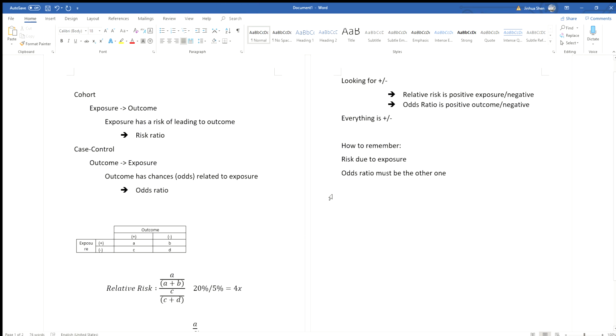So if you don't remember anything from this video, just remember that when you're calculating the risk ratio, you're calculating the risk due to the exposure, and the odds ratio must be the other one around. There are only two equations you technically have to know about.